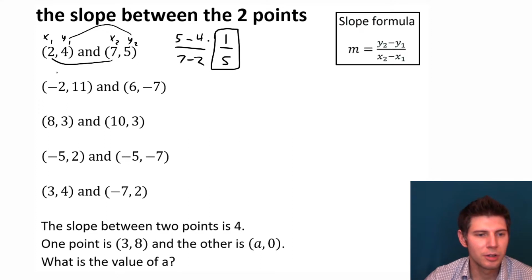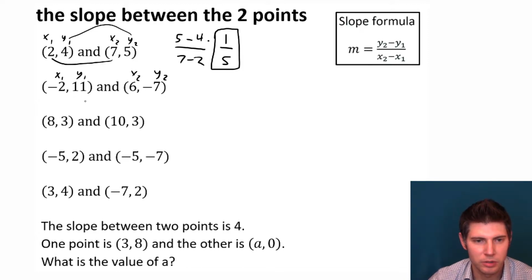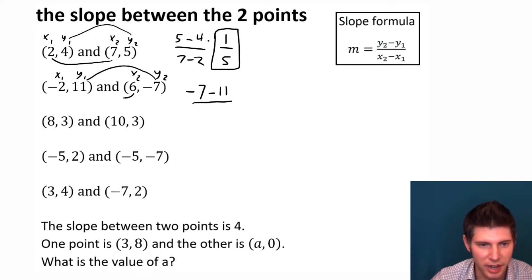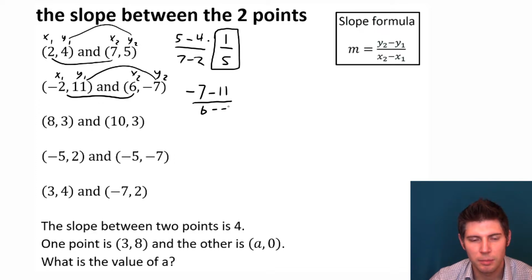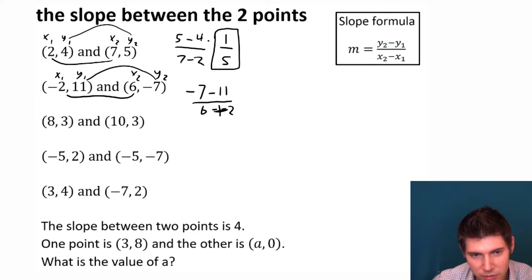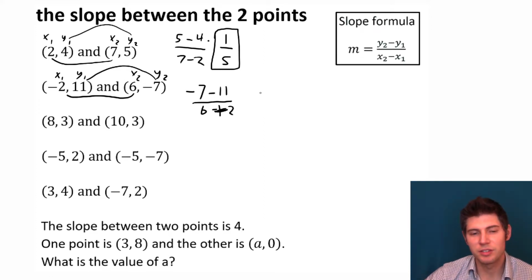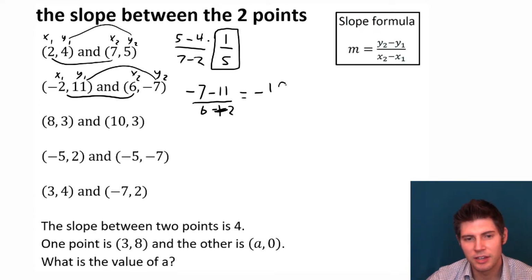So for number 2, this is our x1, this is our y1, this is our x2, and this is our y2. So same thing, y2 minus the y1, so it's going to be negative 7 minus 11 divided by, and then x2 minus the x1, that's going to be 6 minus negative 2. Minus a negative becomes positive, so it's going to be 6 plus 2.